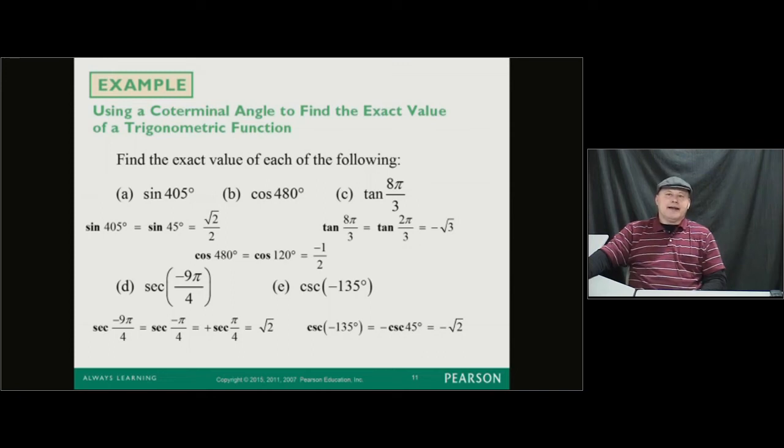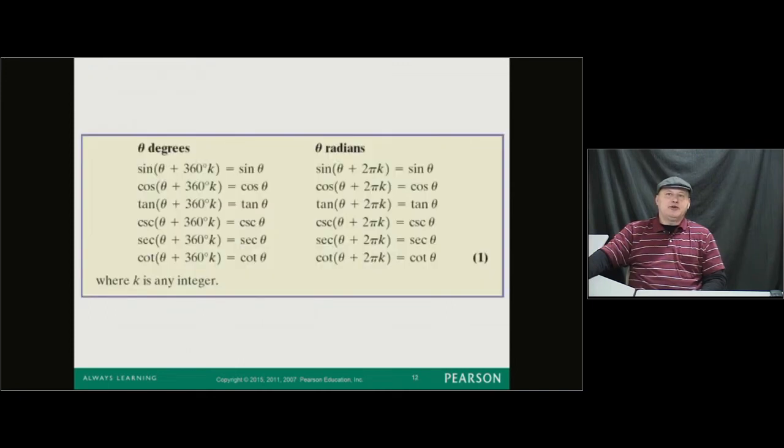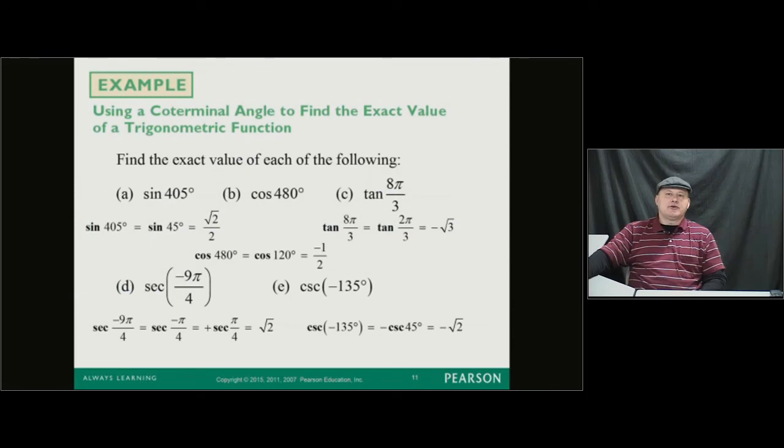But an angle that's coterminal to negative 135 would be 225 degrees. So that's a coterminal angle. And that's going to be negative root 2. So basically, if nothing else you get out of this one here, taking the cosecant of negative 135 degrees is the same as taking the cosecant of 225 degrees. Okay? And if you know that, we're good.